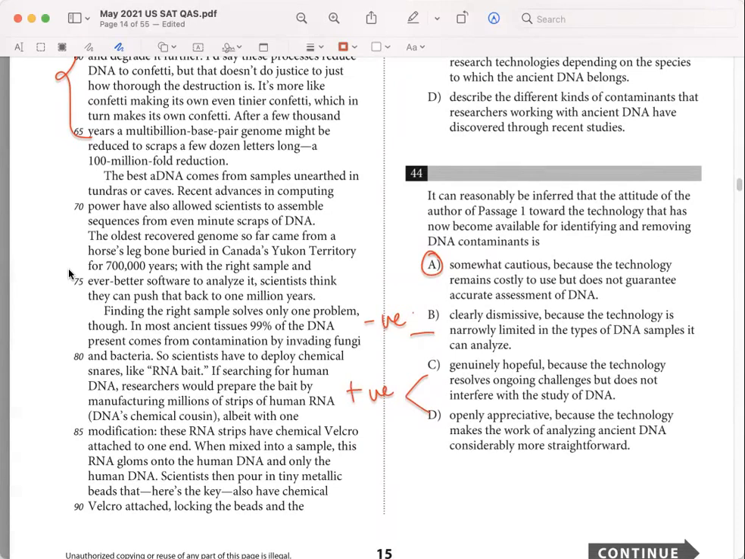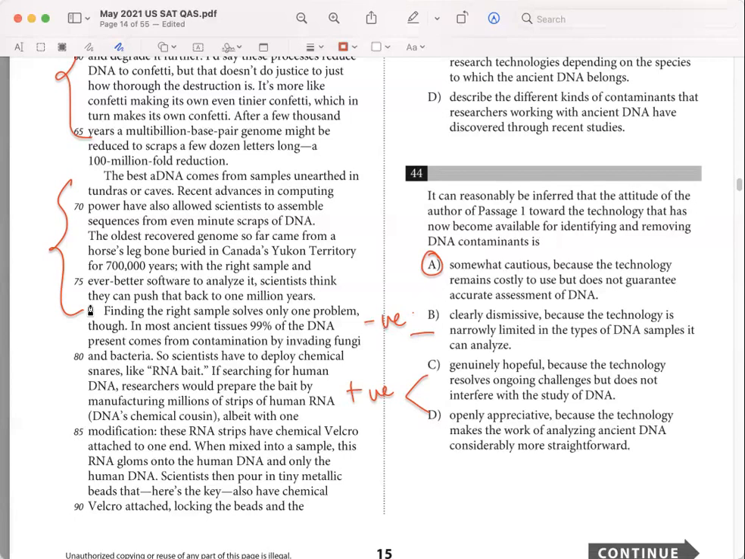With the right sample and ever better software to analyze it, scientists think they can push that back to 1 million years. So this talks about the scientific advances that have made the study of aDNA feasible. Finding the right sample solves only one problem though. In most ancient tissues, 99% of the DNA present comes from contamination by invading fungi and bacteria.